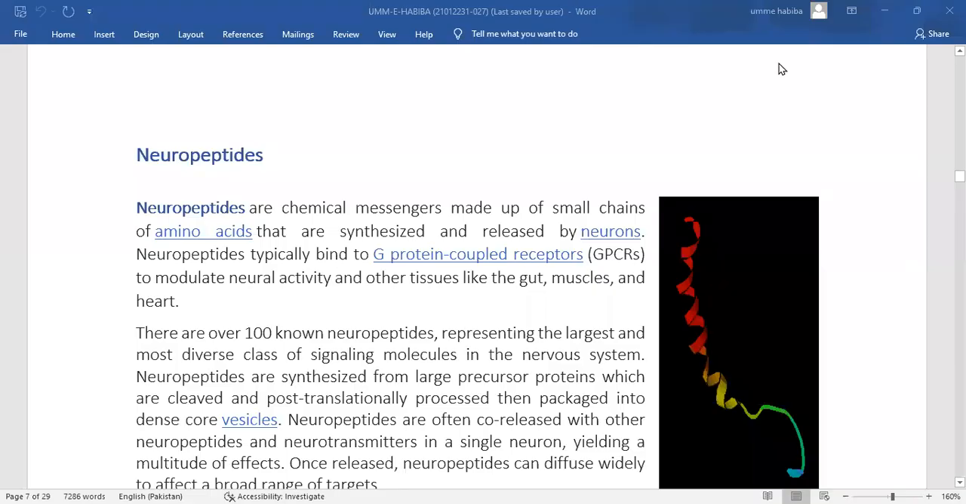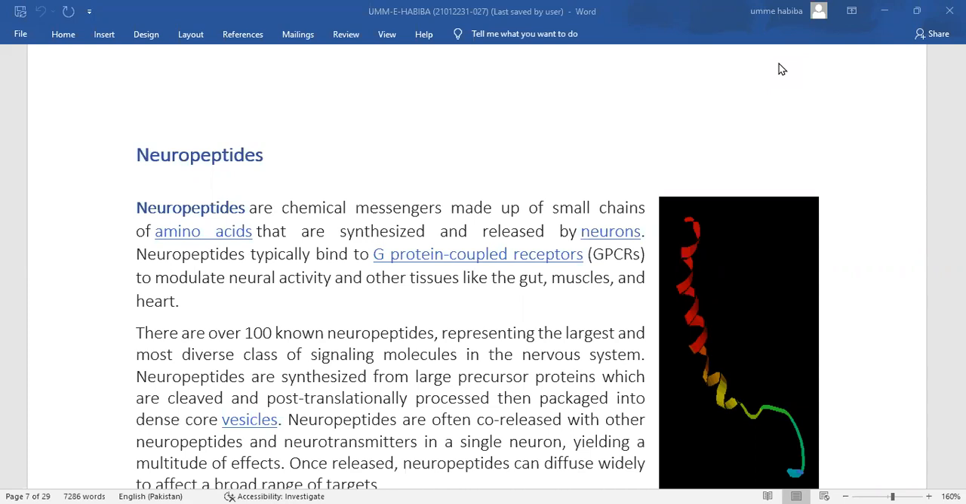Let's have a look at the neuropeptides. Neuropeptides are chemical messengers made up of small chains of amino acids that are synthesized and released by neurons. Neuropeptides typically bind to G protein-coupled receptors, referred to as GPCRs, to modulate neural activity and other tissues like the gut, muscles, and heart.